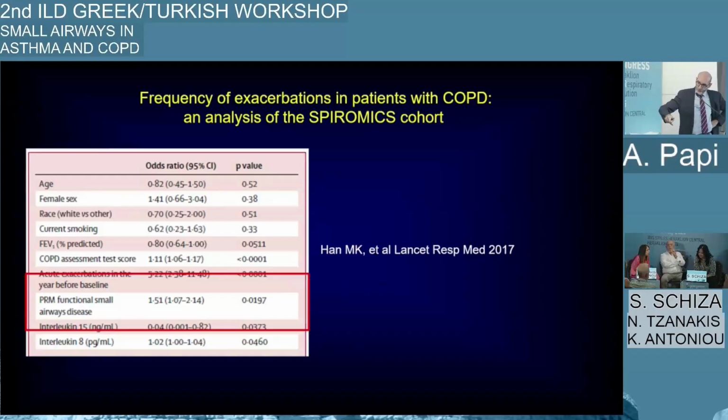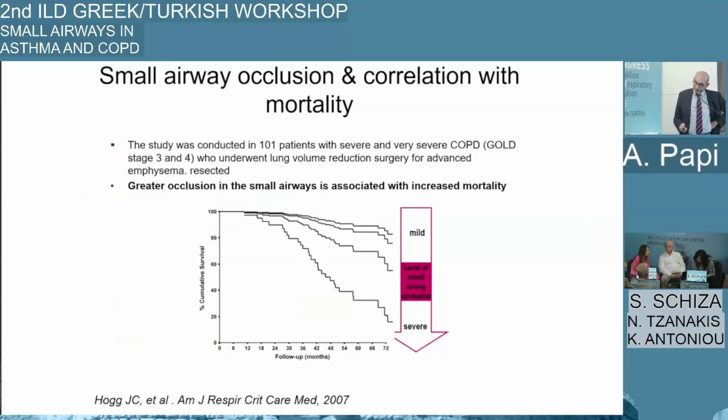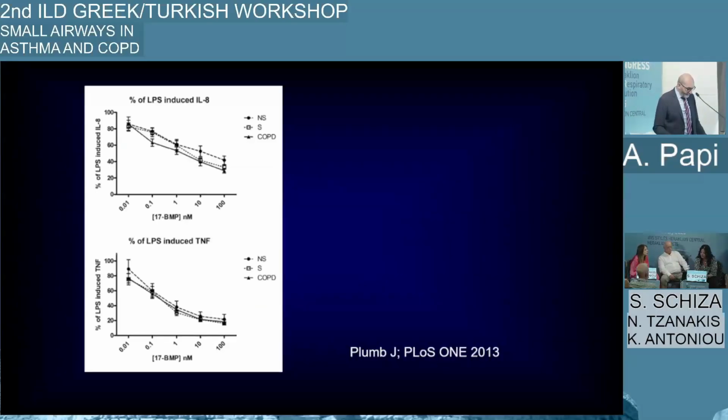Alterations related to small airways are associated with a 50% increased risk of exacerbation and mortality, which is not an irrelevant outcome. Again, a study from Jim Hogg in patients undergoing lung volume reduction found that the greater the impairment in small airways, in terms of occlusion of small airways, the lower the life expectancy of these patients, associating the alteration in small airways with survival.